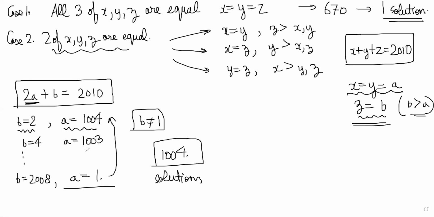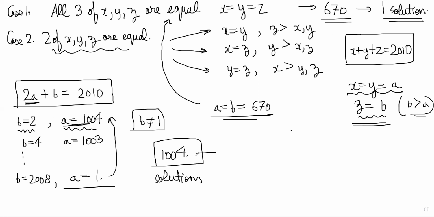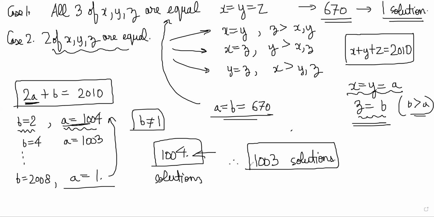But here there is one special case that we have to ignore or exclude, when A is equal to B is equal to 670, right? When A is equal to 670, you will get 2A plus 670 is 2010, and basically you'll get A also 670. So that comes into the first case. We have already counted that case, so I will not count that solution. Therefore, there are 1003 solutions here, right? 1003 solutions possible, correct?